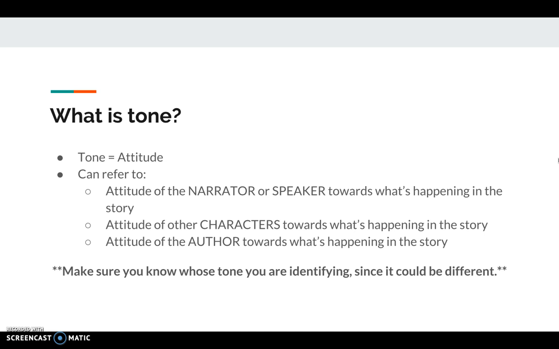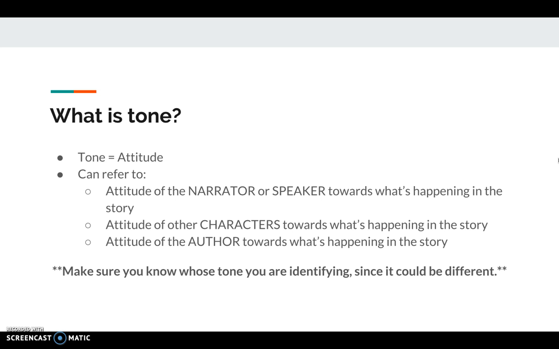And tone can refer to a few different things. It can be the narrator or speaker's attitude towards what's happening. It can be the other character's attitude towards what's happening. Or it can even be the attitude of the author. So it's always somebody's attitude towards the events that are happening in the story.